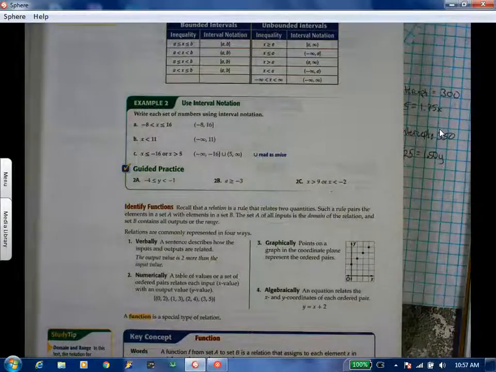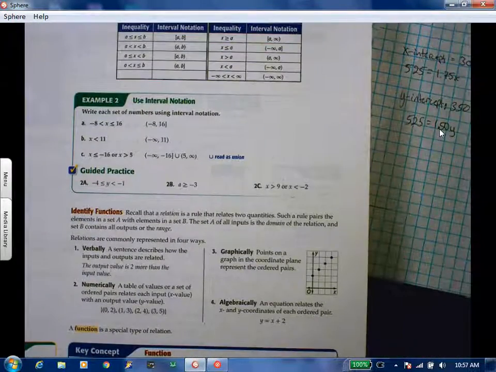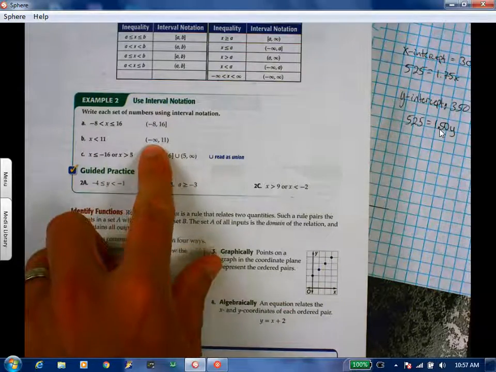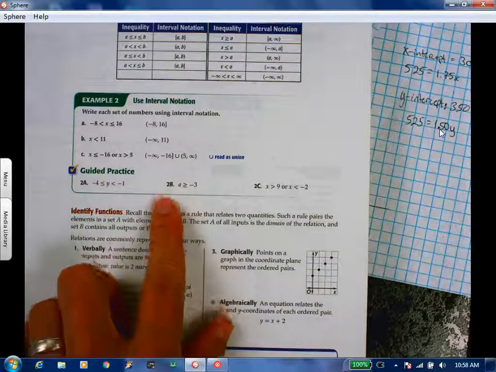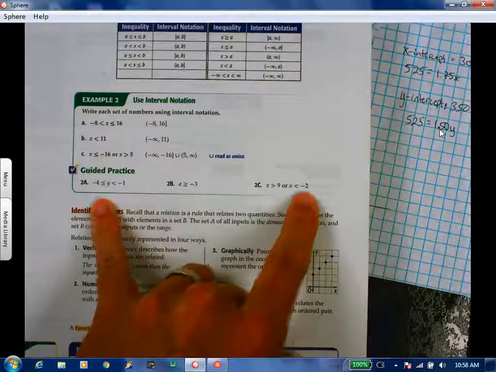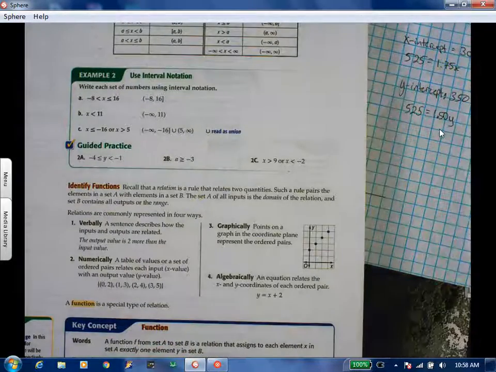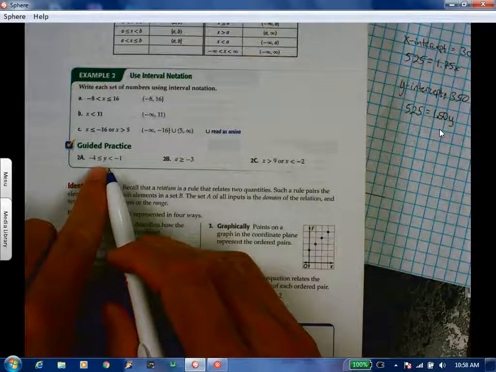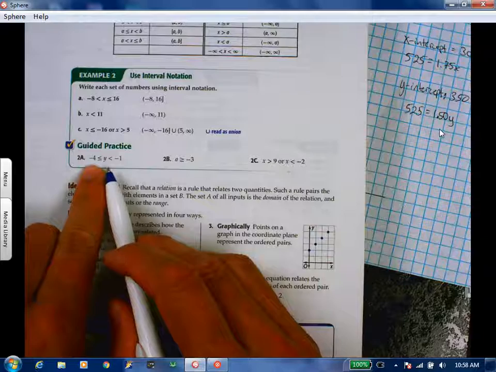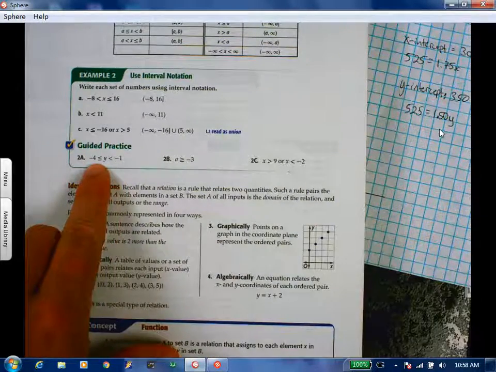The interval notation, do you want to review that? I mean, we can just practice these three down here. If you want to write those in interval notation, we'll see if we got it or not, or you can try it and I explain it, or I can show you what the answers are. Okay. So on this one, -4 is less than or equal to y, which is less than -1. So y can equal -4, but it cannot equal -1.